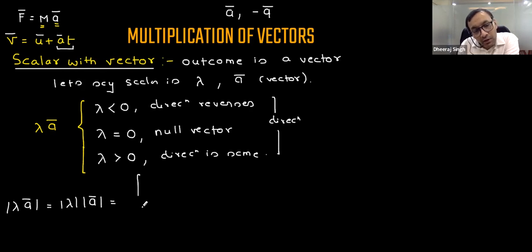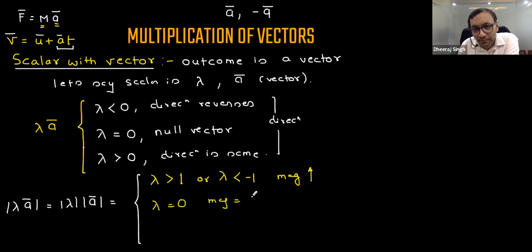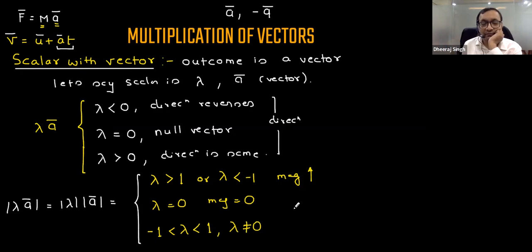All right. So if lambda is greater than 1 or lambda is less than minus 1, the magnitude will always increase. But if lambda is 0, the magnitude is 0. Now, if lambda is between minus 1 and 1 and not equal to 0, what will happen to the magnitude? If, let's say, lambda is 0.5, does the magnitude increase, decrease, or become zero? Decreases, the magnitude goes down.